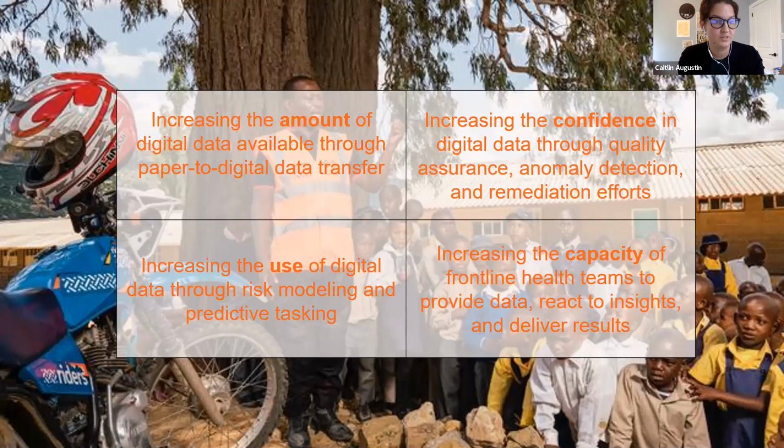This could be in resource allocation. It could be in risk modeling, so identifying patients that have the highest need and therefore being able to send your frontline health workers to visit those particular homes and locations. It could be predictive tasking, saying rather than just going sequentially through a patient list, we're going to only visit these patients on these days because of this XYZ set of results.